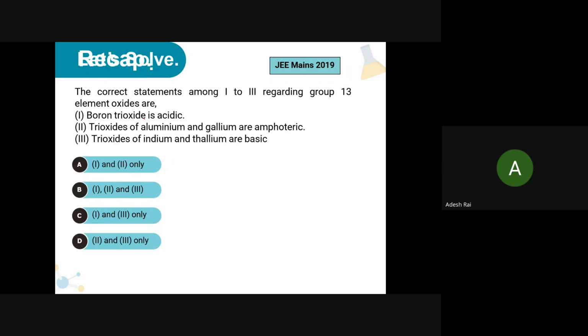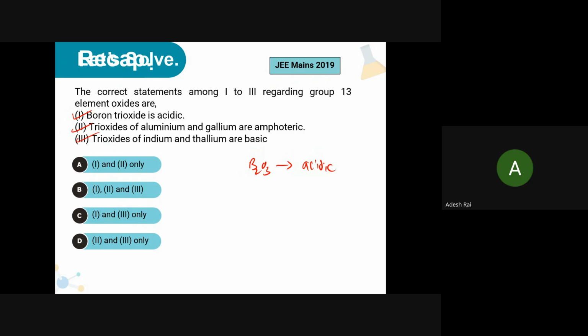The correct statements among 1, 2, 3 regarding group 13 element oxides: boron trioxide is acidic. Do you believe that? B2O3 is acidic. I told you, non-metal oxides are acidic in nature. So the first statement is correct. Trioxides of aluminum and gallium are amphoteric. That also we know, that aluminum and gallium have amphoteric oxides. And indium and thallium oxides are basic. So it means all three statements are correct.